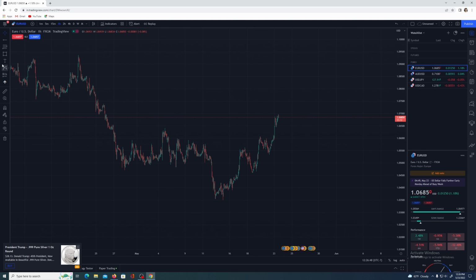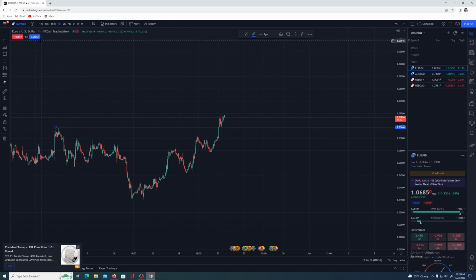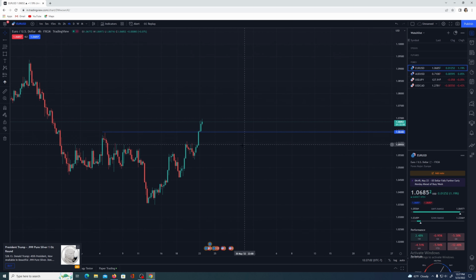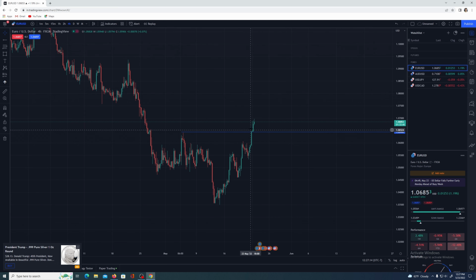So right now, this was the last swing of the 4-hour, and we just had a candle close, because this is the 4-hour structure. We need a 4-hour candle to close above this for it to be a valid breaker structure. So we just had a 4-hour candle close above this 4-hour high, right? So that tells us that the 4-hour has turned bullish.